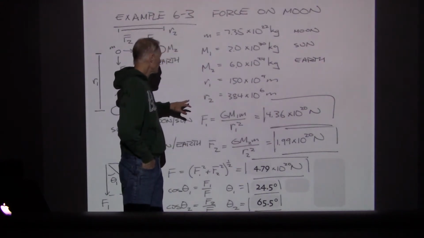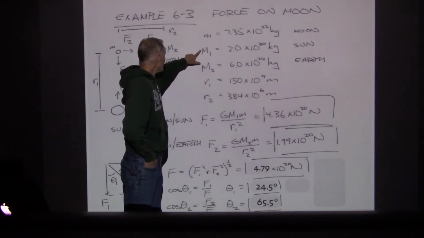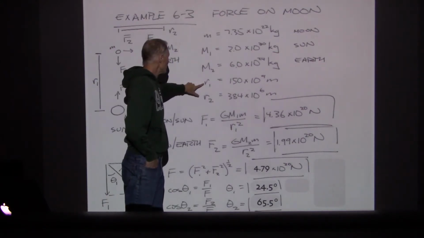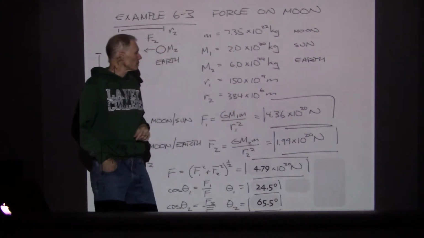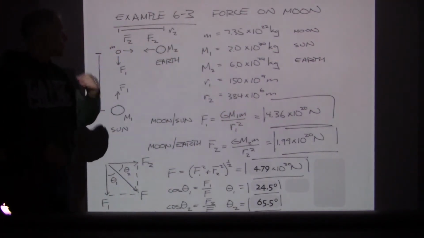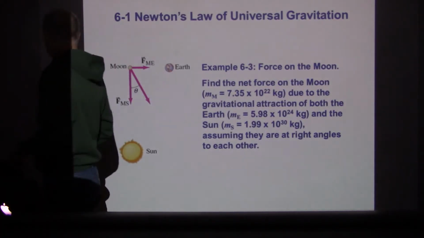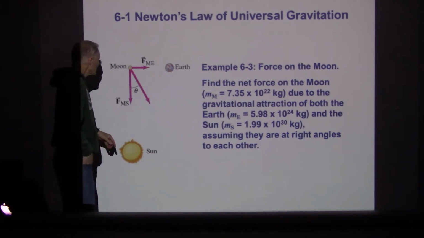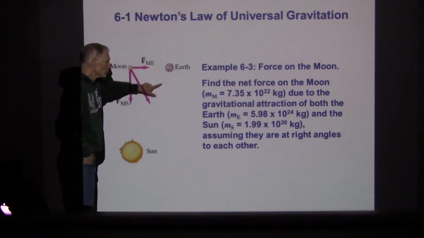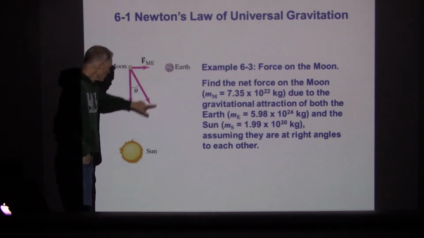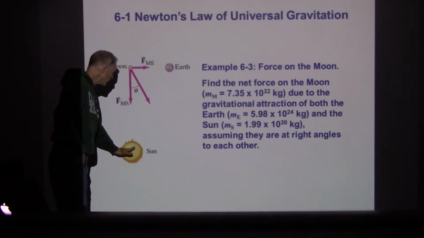Now for the sun, here is the distance, the mass of the sun, here is the distance. And that force, plugging all the numbers in, worked out to be 4.36 times 10 to the 20th newtons. Now you might be a little worried. Let's go back and take a look at this. They gave us the distance from the Earth to the sun. That's the hypotenuse of this triangle.